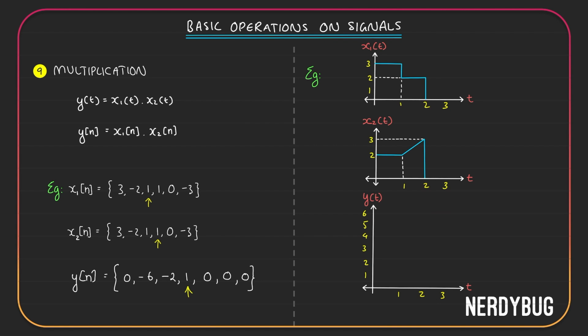Let's do the same for a continuous time signal. x1 of t is given over here, x2 of t is given.